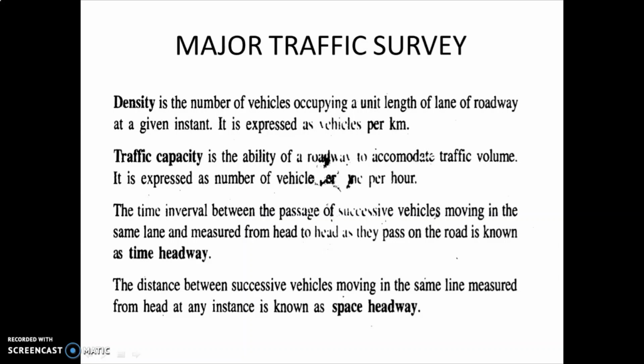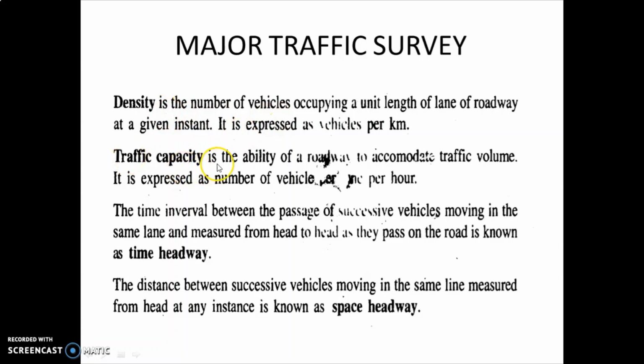Now here some definitions are also there, so we will discuss. The first one is density. What is density? Density is the number of vehicles occupying a unit length of lane of roadway at a given instant, and it is expressed as vehicles per kilometer. So density, in terms of transportation, means this.